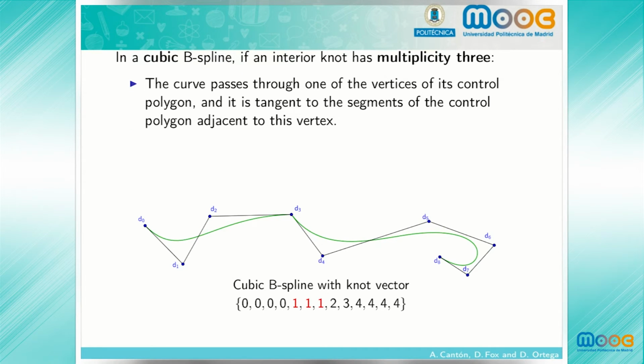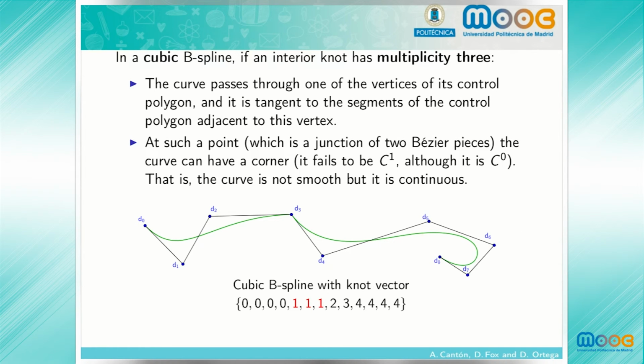In a cubic B-spline, if an interior knot has multiplicity 3, the curve passes through one of the vertices of its control polygon, and it is tangent to the segments of the control polygon adjacent to this vertex. In the picture, 1 has multiplicity 3, and the curve passes through D3, and is tangent to the segments D2, D3, and D3, D4. At such a point, which is a junction of 2 Bezier pieces, the curve can have a corner. It fails to be C1, although it is C0. That is, the curve is not smooth, but it is continuous.